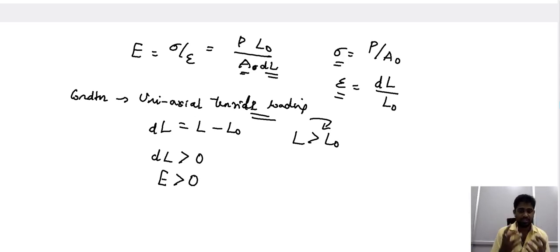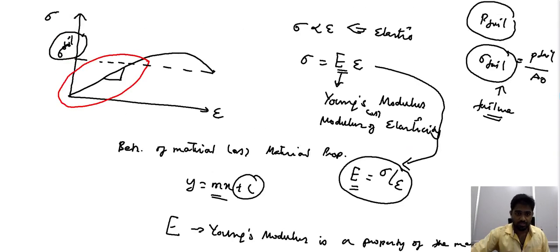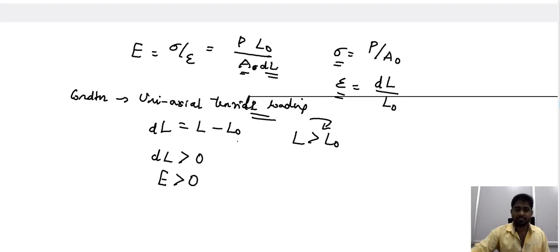So what you essentially have is, for a uniaxial tensile loading, from the slope it is possible for us to understand that the Young's modulus is positive, and also from this expression we can say that the Young's modulus will be positive, because when you impose a uniaxial tensile loading, in response to the tensile loading, the material would expand, so the longitudinal dimension will increase. So this value here will be positive, and correspondingly, since all the other values are positive, the Young's modulus will also be positive.